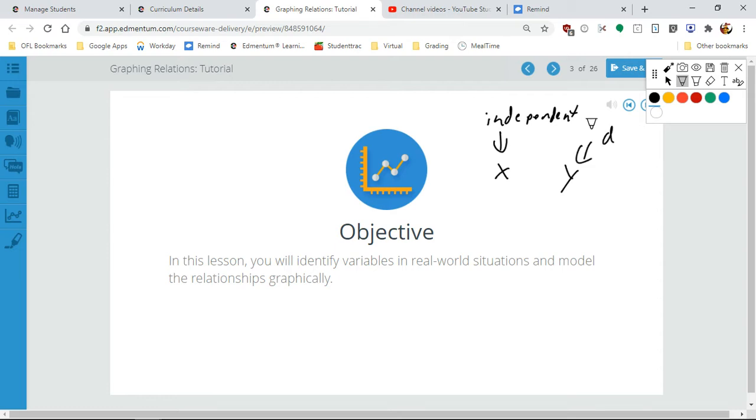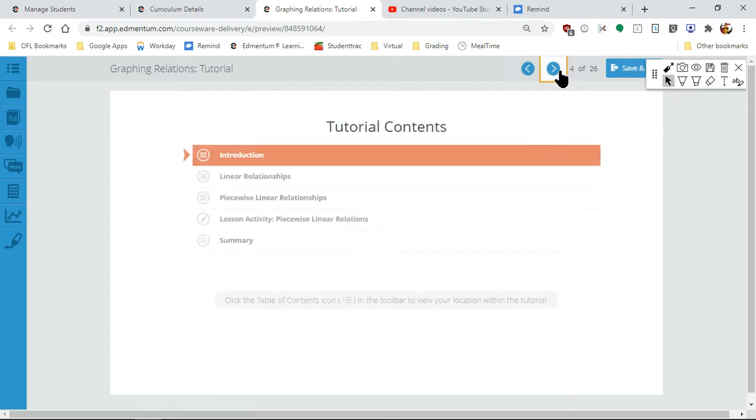Our y is known as our dependent variable, so that is affected by things. For example, temperature. Temperature might be affected by time, so it is a dependent variable. It's basically a relationship showing how our y is affected by the x. So we're going to see how to model these functions.